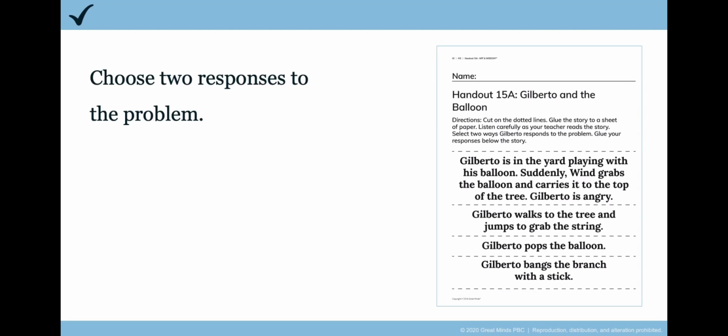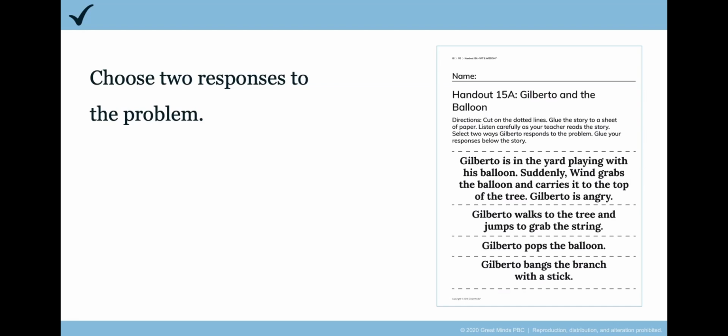Listen as I read the story. Gilberto is in the yard playing with his balloon. Suddenly, wind grabs the balloon and carries it to the top of the tree. Gilberto is angry. Now, what you're going to do is either complete handout 15A or write the 2 responses to the problem in your journal. Remember to keep all of these materials in a safe place because you will be using this information again. Pause the video now to complete handout 15A or to write the responses to the problem in your journal.